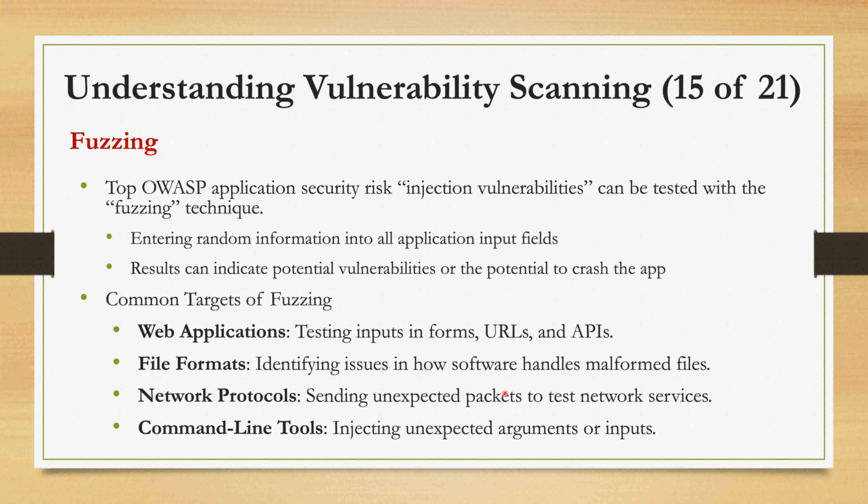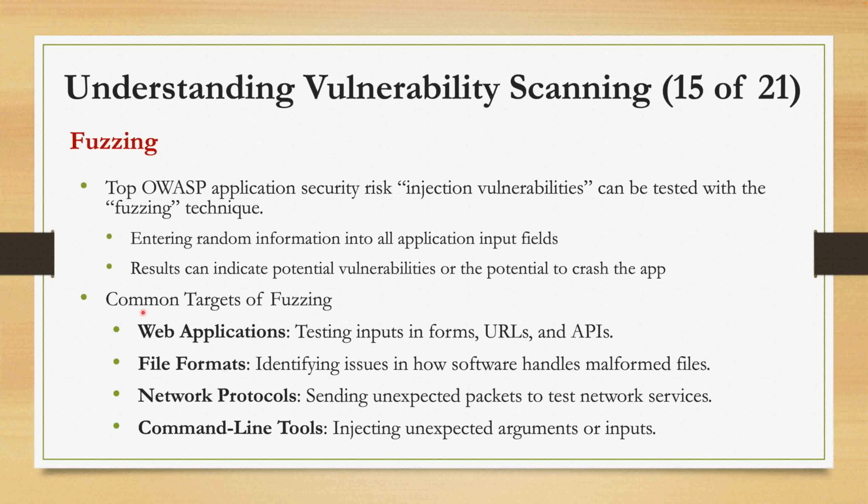Now, fuzzing. This is a software testing technique used to discover vulnerabilities and bugs by feeding random, invalid or unexpected data inputs, like injection vulnerabilities, into application or system to observe its behavior. The primary goal of fuzzing is to identify security flaws, crashes, or unexpected output that can be exploited.